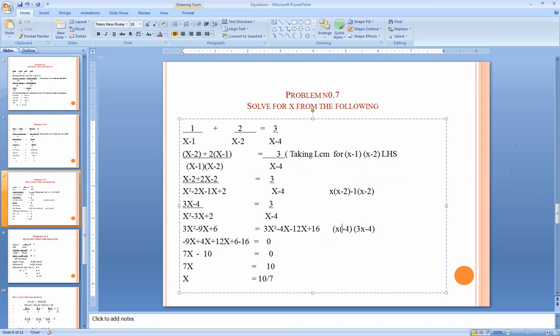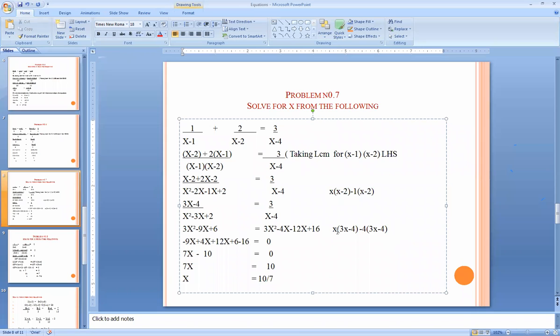This x with 3x minus 4, again with minus 4, 3x minus 4. Can you see this one very clearly? With that x minus 4 we have taken, we have multiplied this 3x minus 4. x into 3x minus 4, and then with minus 4, this is the denominator value 3x minus 4.